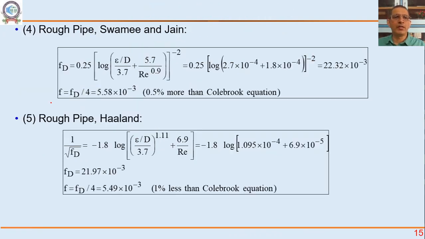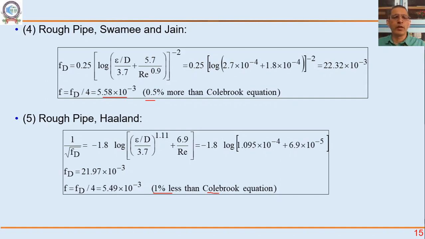Use some other equation, let's say the Swamee and Jain equation. Again, you can solve for yourself, do it for yourself. I have already done that for you. You will get a Fanning friction factor of 5.58 times 10 raised to minus 3, just 0.5% more than the Colebrook equation. If you use the Haaland equation, you will get 5.49 times 10 raised to minus 3, just 1% less than the Colebrook equation.